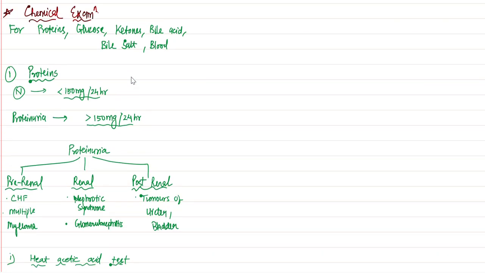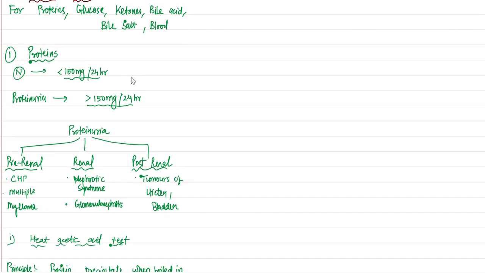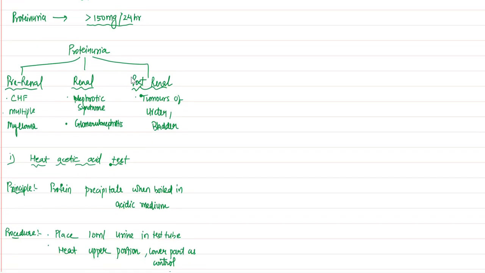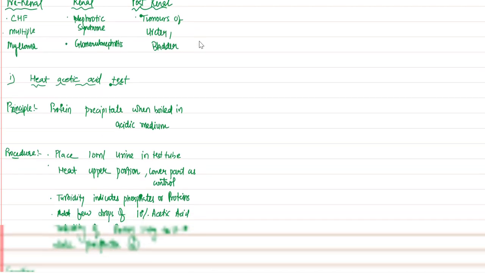Moving towards the chemical examination, it is done for proteins, glucose, ketones, bile acid, bile salt, and blood. For protein, normal range is less than 150 mg per 24 hours, but in the condition we call proteinuria, more than 150 mg per 24 hours of protein is secreted in the urine. Causes of proteinuria may be pre-renal, renal, or post-renal. Pre-renal is due to congestive heart failure, multiple myeloma. Renal may be due to nephrotic syndrome, glomerulonephritis. Post-renal may be due to tumors of the ureter or bladder.